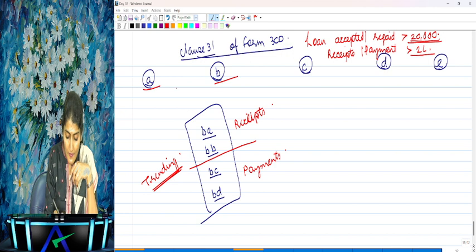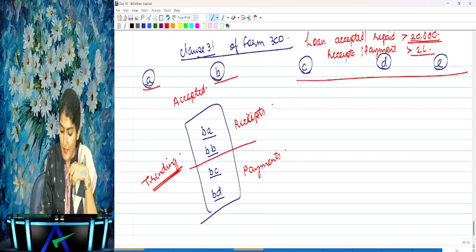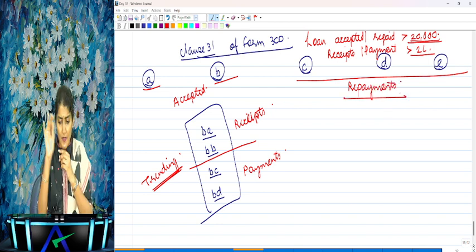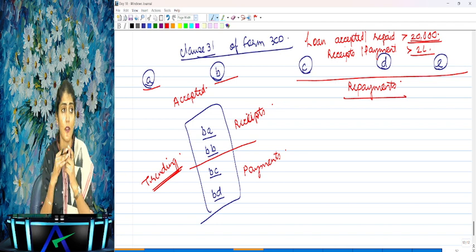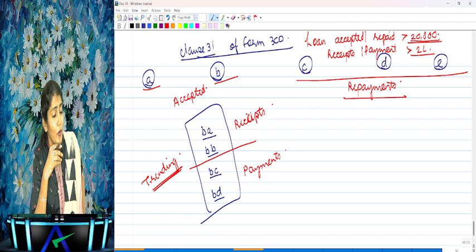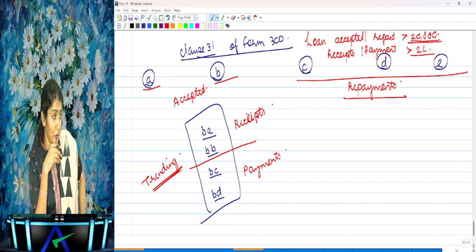Right, this is regarding 31A, and 31B is regarding the loans accepted, and 31C, D, E is regarding the repayments. So this is just an outline for you of what clause 31 is about.